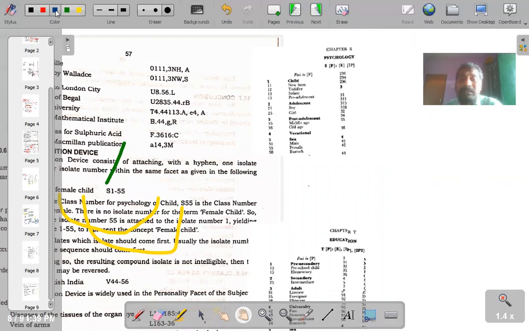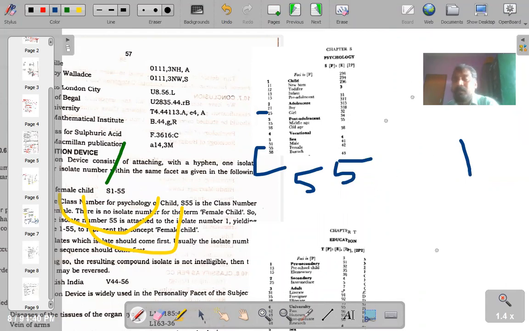What is the number for female? Look here, the number for female is 25. I'm sorry, that is a girl. I'm not after the girl, I'm after the female. So the number for female is 55. What is the number for child? You see, the number for child is 1. But what is the number I want? I want female child. So how can I connect these two numbers?